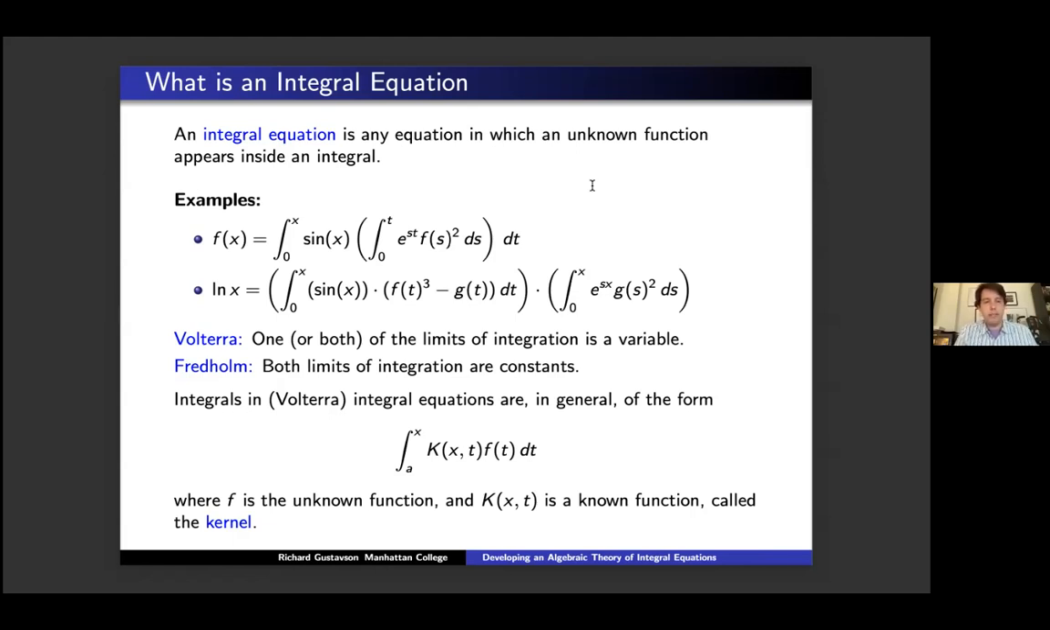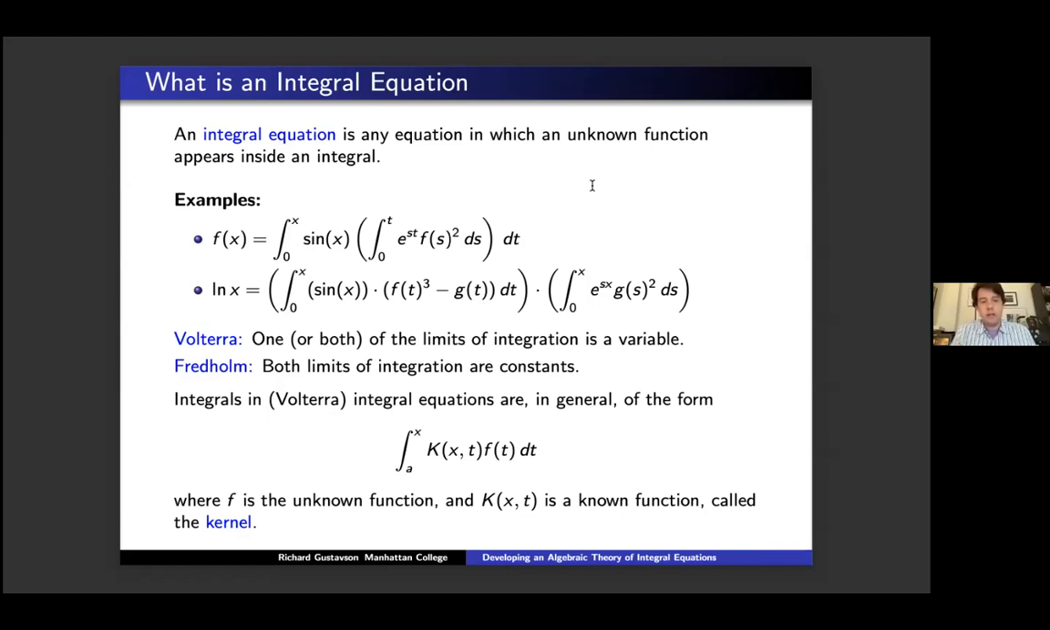There are two main types of integral equations. The first one is called Volterra equations. These are when at least one of the limits of integration is a variable, like in these examples. The other type is called a Fredholm equation, in which both limits of integration are constant. For this talk, I'm going to be focusing mainly on Volterra equations, although some of what we discuss does apply to an arbitrary equation, including Fredholm equations.